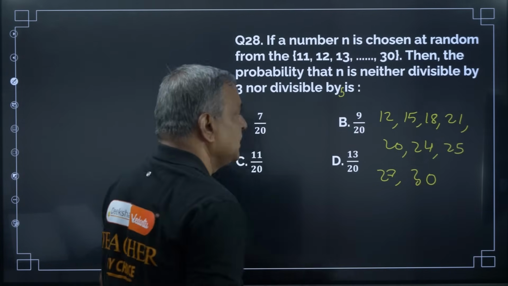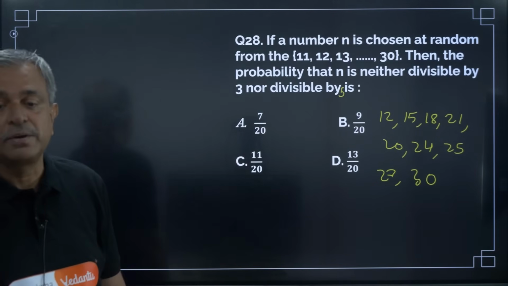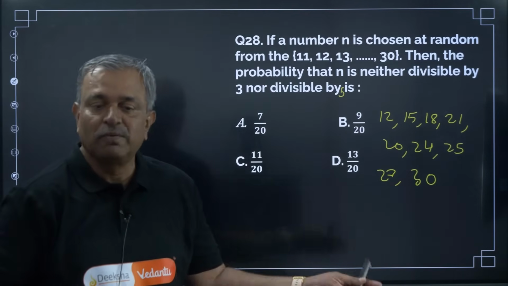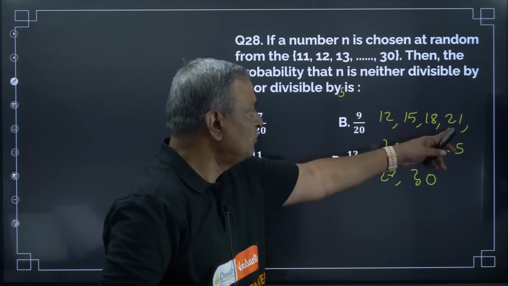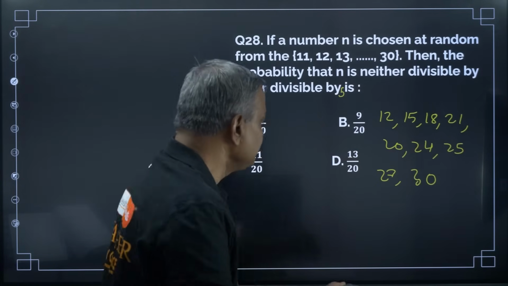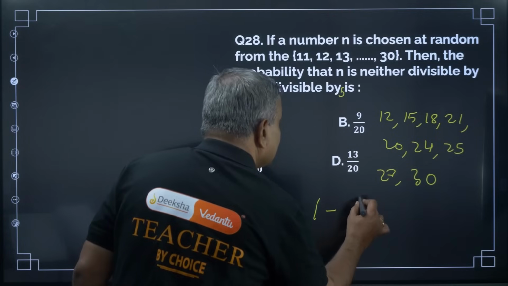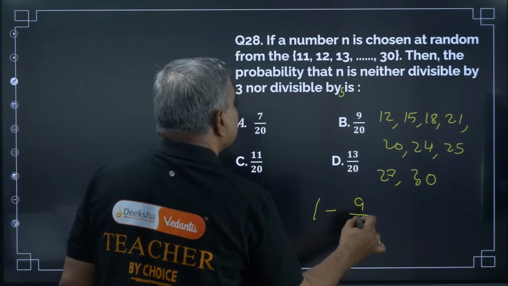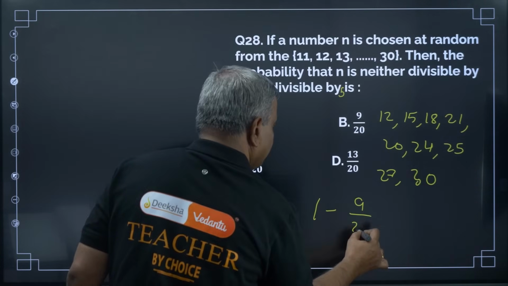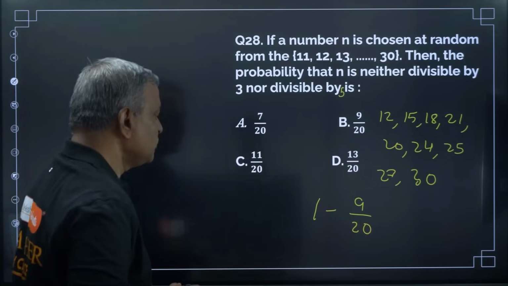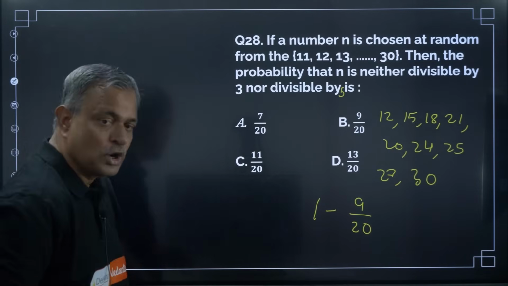30 are there. So these are divisible by 3 or 5. So we require not divisible. So 1 minus, so 1, 2, 3, 4, 5, 6, 7, 8, 9. So 1 minus 9 by the total numbers, how many are given? 20. So you get how much? 11 by 20. Option C is correct.